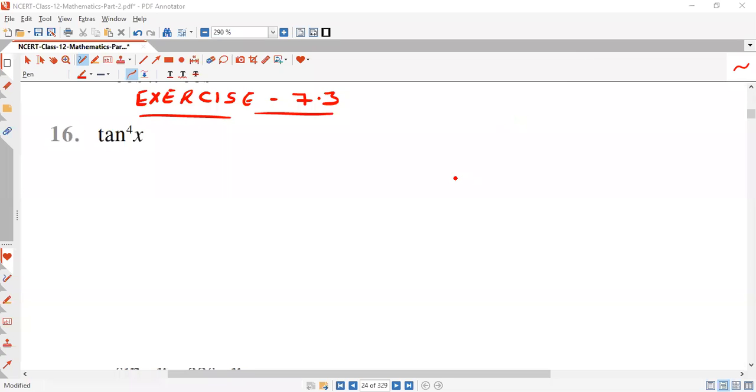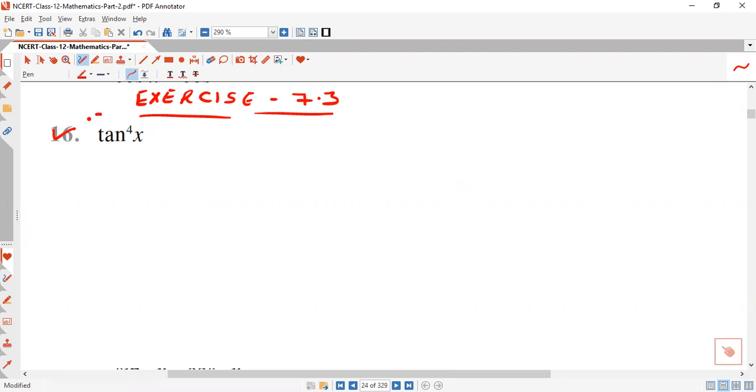Hello, class 12th students. We are learning integrals in chapter 7, doing exercise 7.3. You have seen my previous video, where we did up to question number 15. Now we start with question number 16.